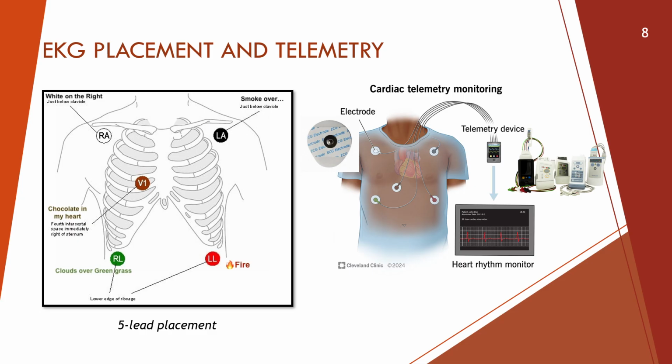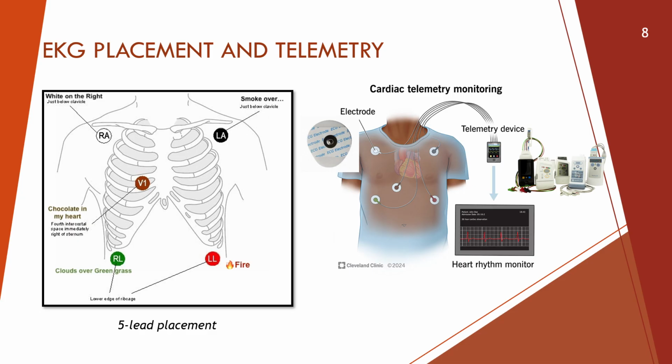As you can see in the photo, you're going to place two electrodes below the clavicle on the left and right side. And then you'll place two more on the lower edges of the rib cage in the same manner. The last one you'll stick in the right fourth intercostal space.